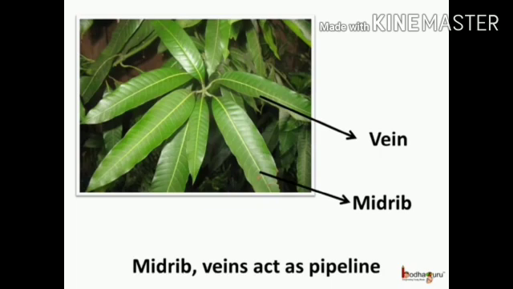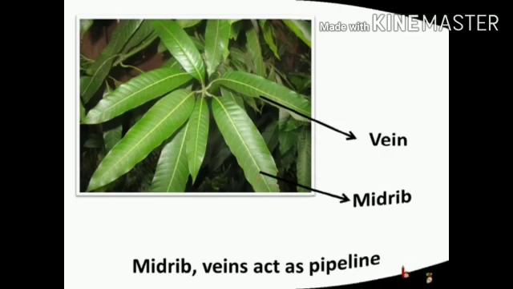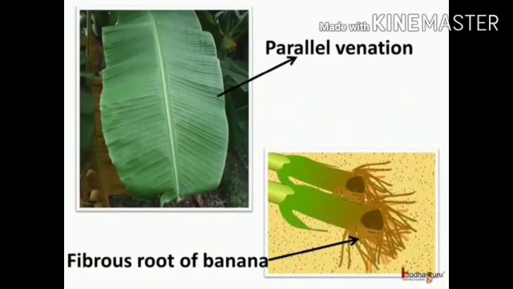The veins act as a pipeline which carries the water, minerals and the food up and down the leaf. You know, one can tell what kind of root a plant has by just looking at the leaf. Surprised? Let us see. The veins in the plant with fibrous roots are parallel to each other on both the sides of the midrib, like here we see on the banana leaf.